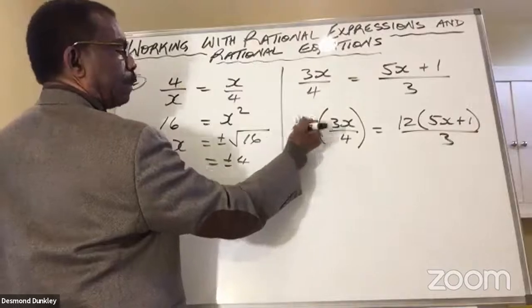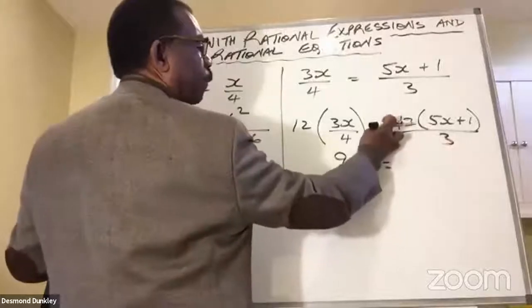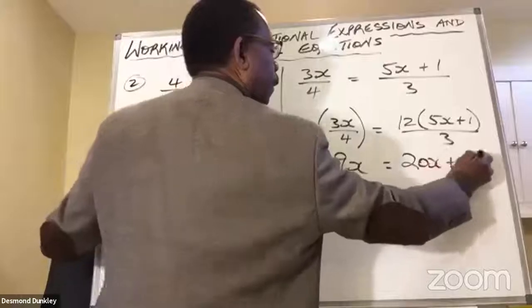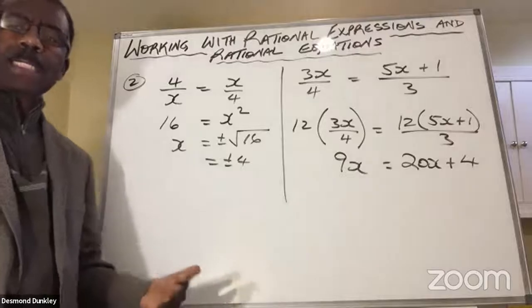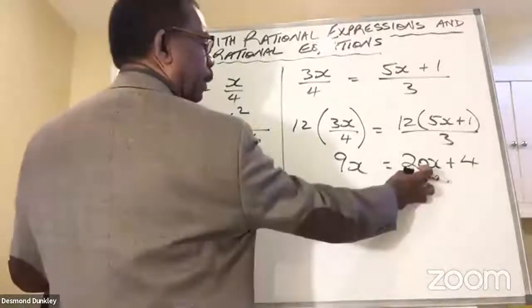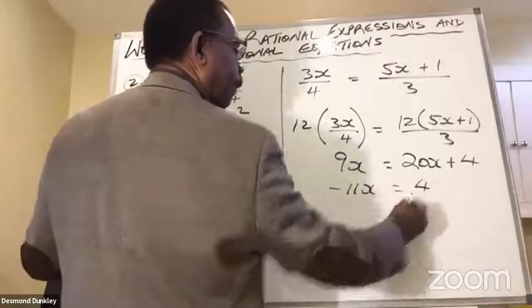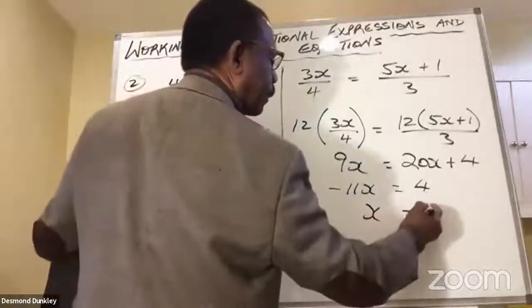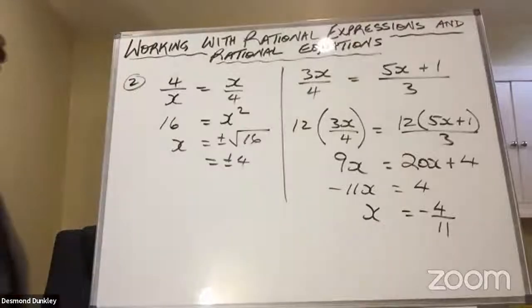4 into 12 goes 3 times. 3 times 3x is 9x. 3 into 12 goes 4 times. 4 times that gives me 20x plus 4. And then I need to get everything on one side, all the x's on one side, and all the constants on the other side. So here we go, subtract 20x. I get negative 11x equal to 4. Divide both sides by negative 11. I end up with x equal to negative 4 over 11. So that's number 3.